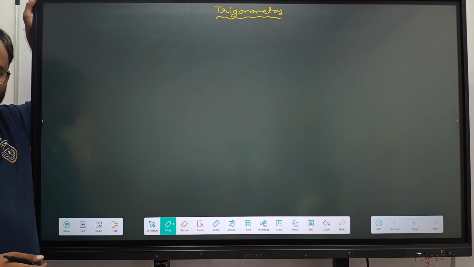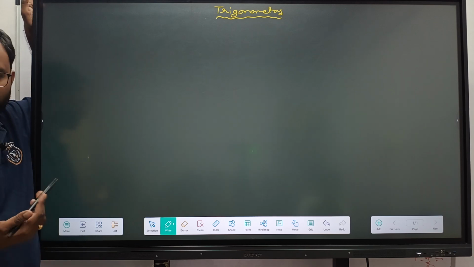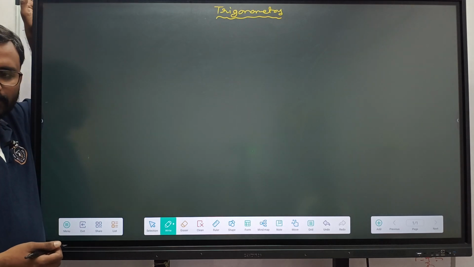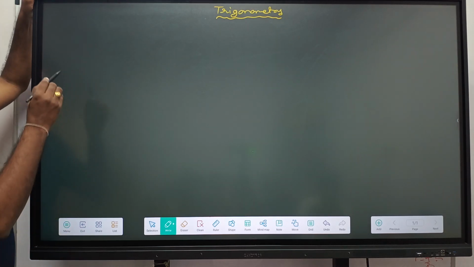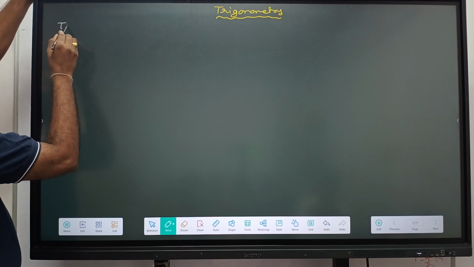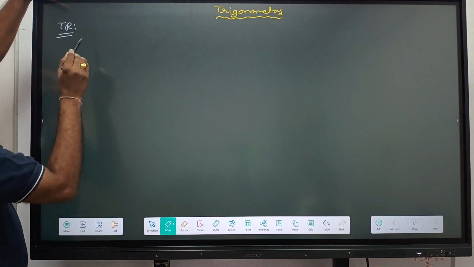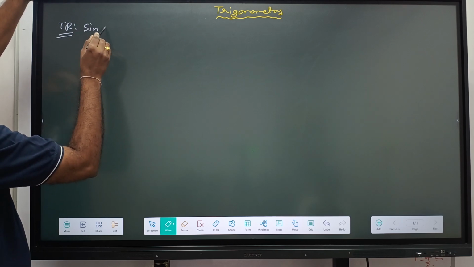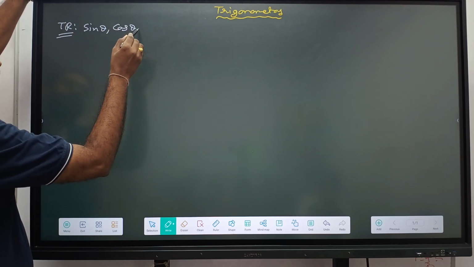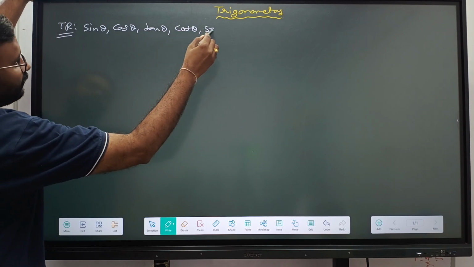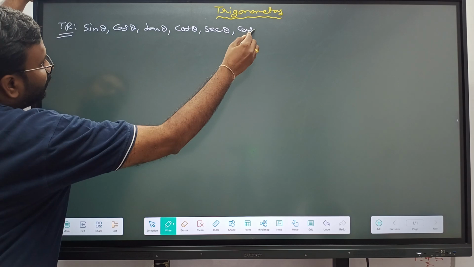I don't want to explain what sin theta is, opposite by hypotenuse, cos theta, tan theta, secant theta, cosecant theta. But I will write once how many trigonometric ratios there are. How many ratios? 6 ratios. One is sin theta, cos theta, tan theta, cot theta, secant theta, cosecant theta.